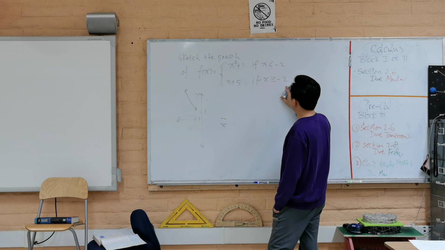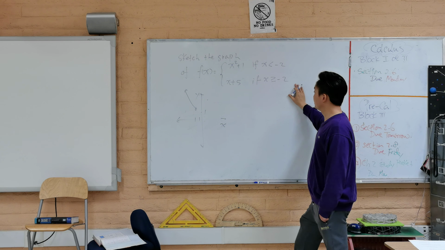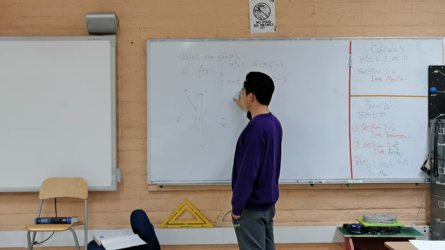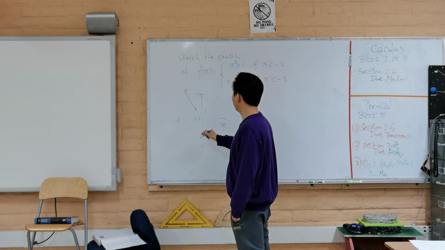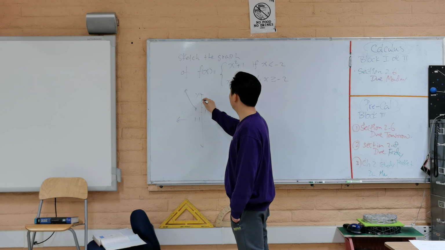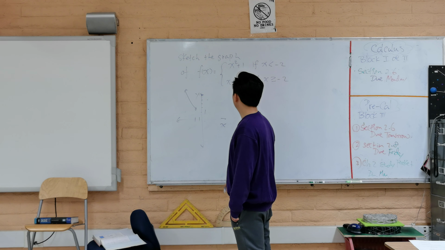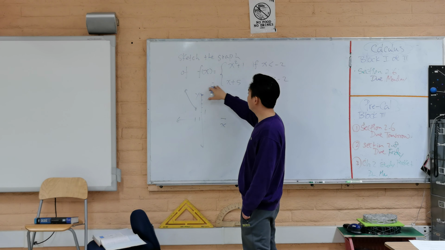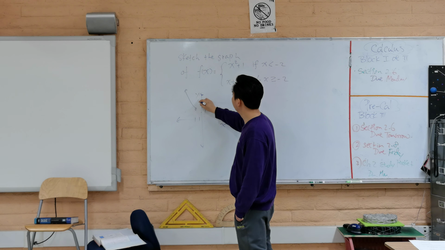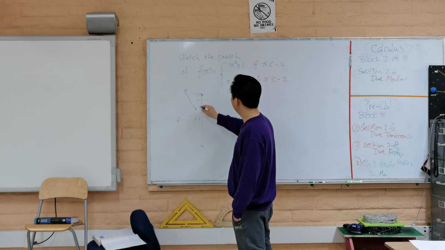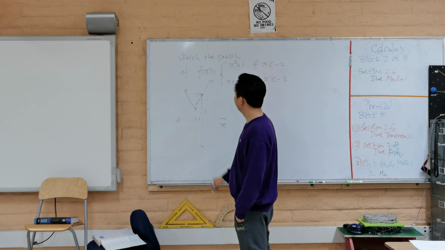Now, anything where x is greater than or equal to negative 2, for this line right here, x plus 5, just sketch the graph normally. The y-intercept is 5, so 1, 2, 3, 4, 5 up here. The slope of the line can be up 1, 1 over to the right, or down 1, 1 over to the left. Eventually it's going to be like this.